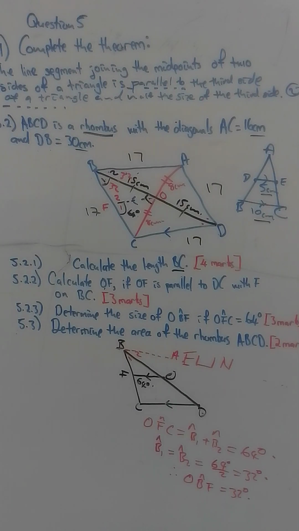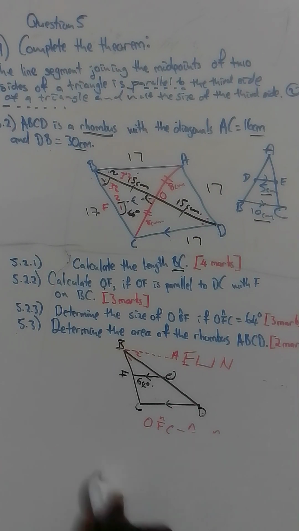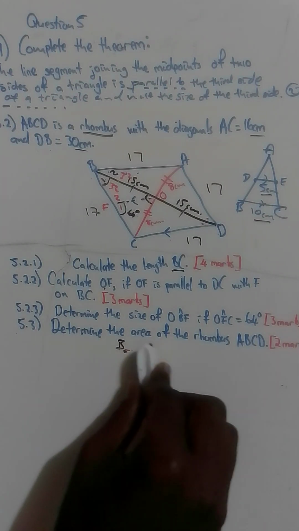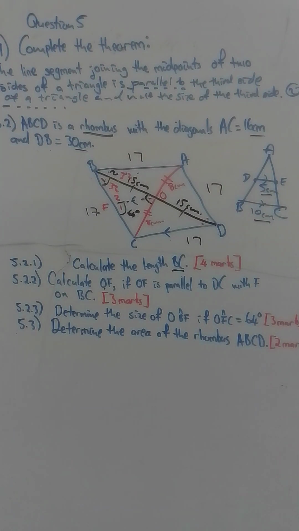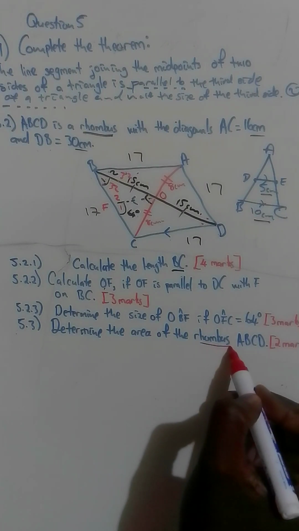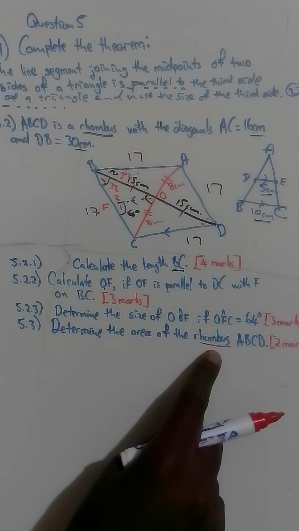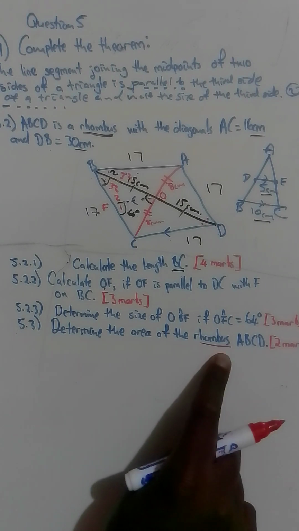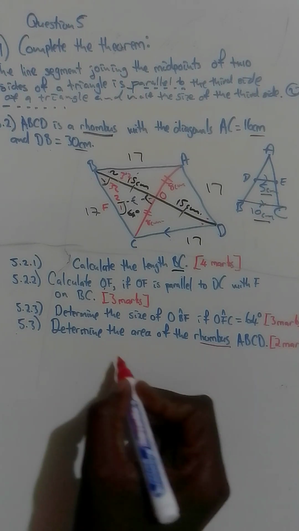Then the last question, it's a little bit difficult for most of the students, and I'll tell you why. You are taught about the area of a triangle, the area of a rectangle, square, and all these other shapes. But in most cases, teachers don't teach the formula to find the area of a rhombus. So the question is saying determine the area of the rhombus ABCD. So what do we do?